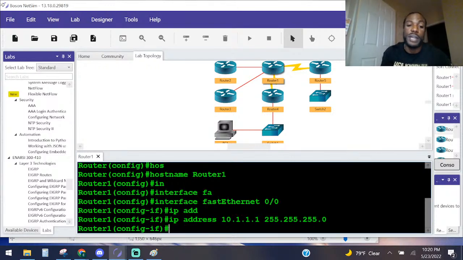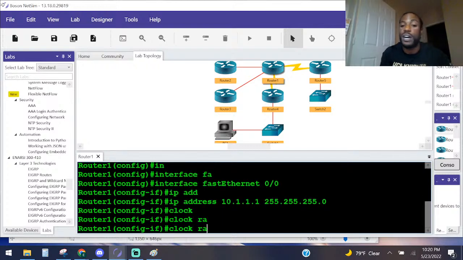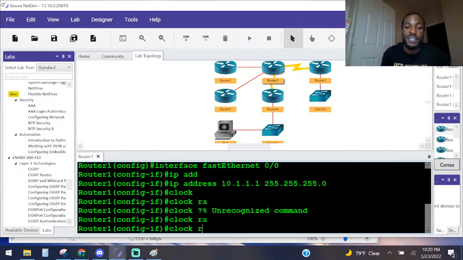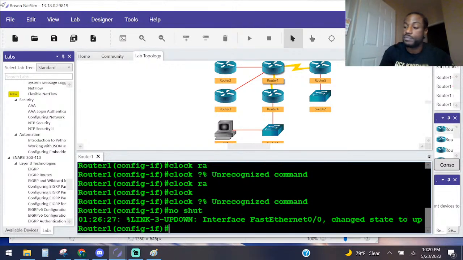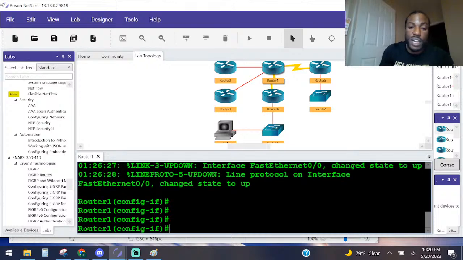And then we're gonna no shut that. Well, before we do that, he wants a clock rate. Did I do that right? Clock rate, or is it just clock? Oh, you do the clocking on the serial interface. What am I doing? Subnet mask. All right, so yeah, that's it. No shut that. So that's good.